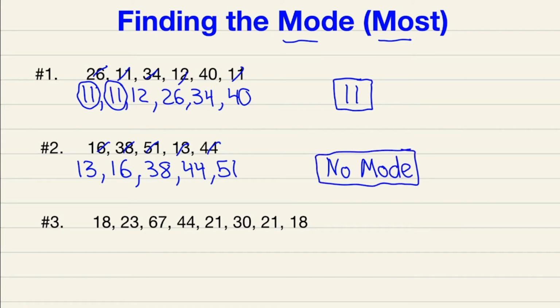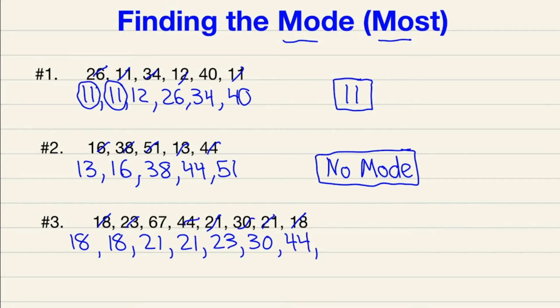All right, for number three, let's order our numbers from least to greatest. We have 18, followed by 18 again. Then we have 21, 21 again, 23, 30, 44, and finally we have 67.